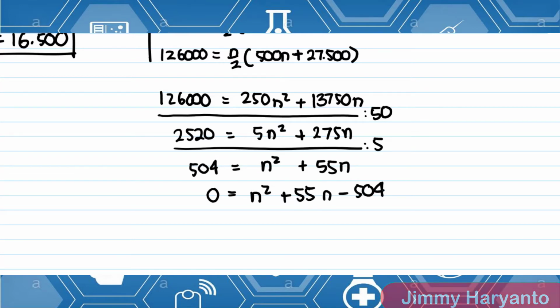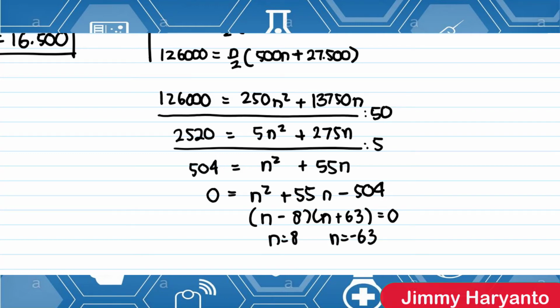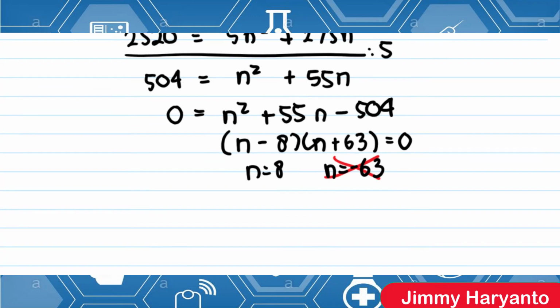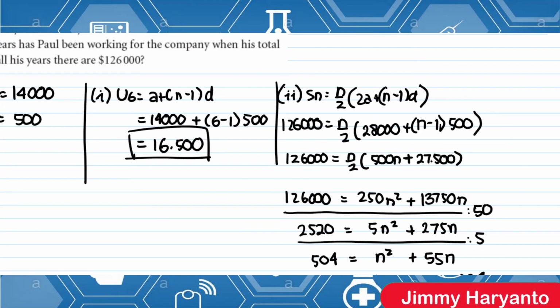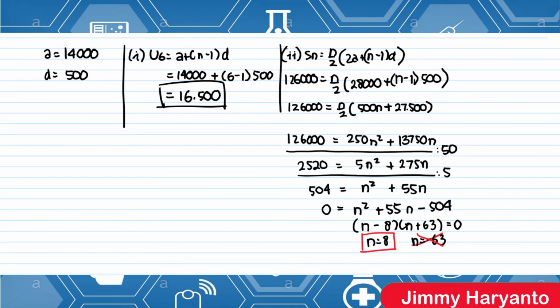Let's see if we can factorize this. It will be 1, 55 and negative 504. Oh, we can. So (n minus 8) and then (n plus 63) equals 0. n equals 8 and n equals negative 63. We can reject the negative one because n is never negative. So the result will be the 8th term. The question wants us to find how many years, so it's 8 years.